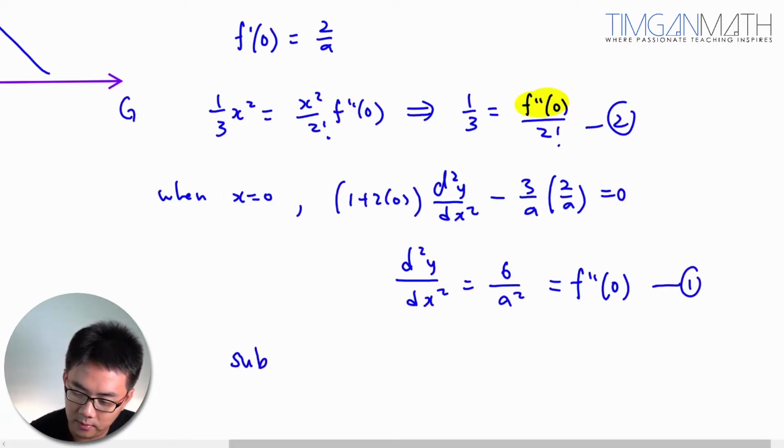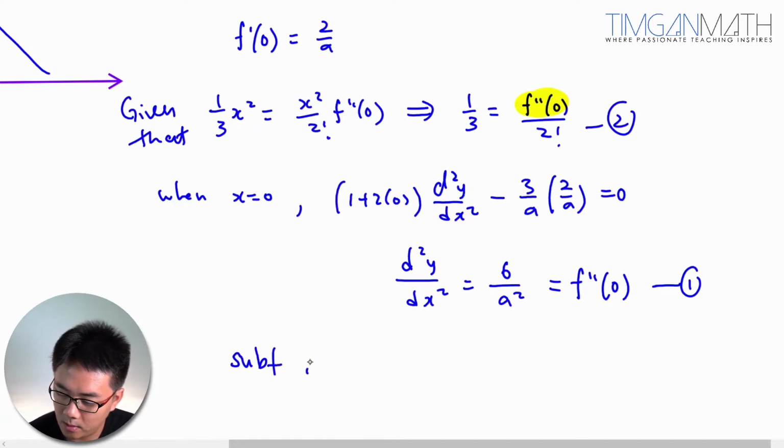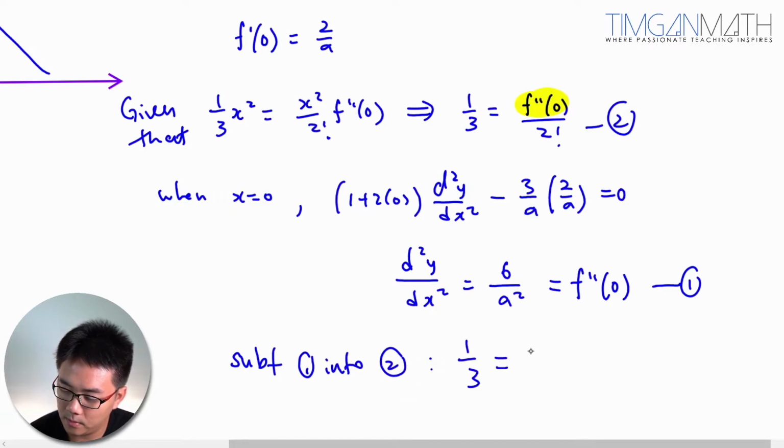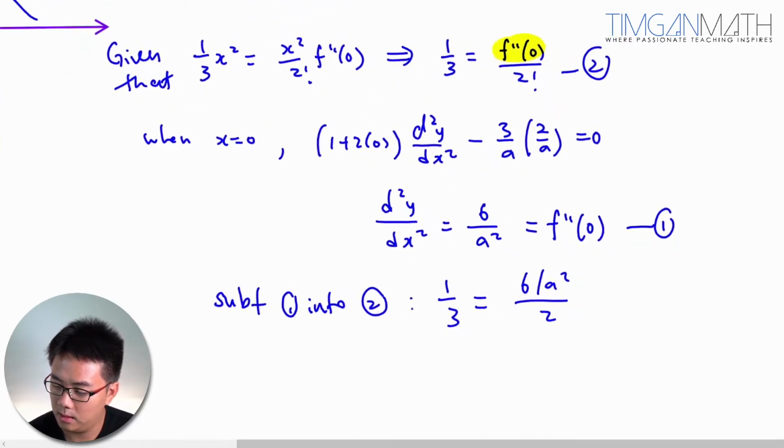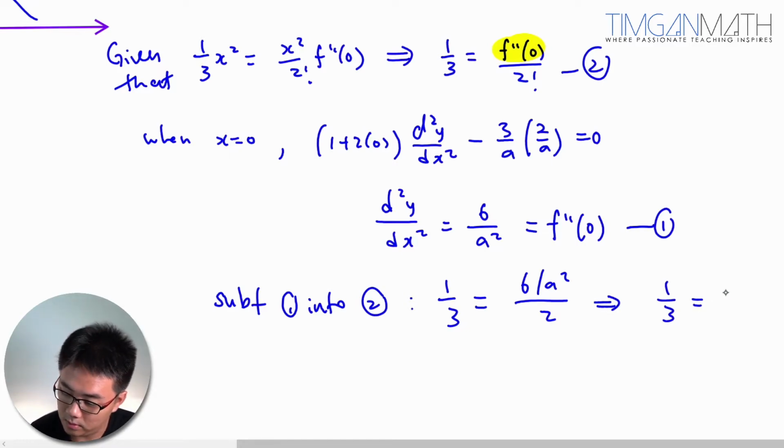This is given. Okay, so sub 1 into 2. This would be 1/3 times 6 over a squared, over 2. Alright, so I will get 6 over a squared, which in turn is given to be 3 over a squared. So a squared equals 9.